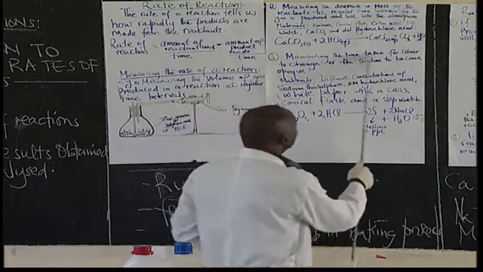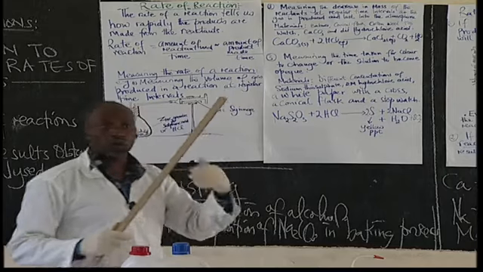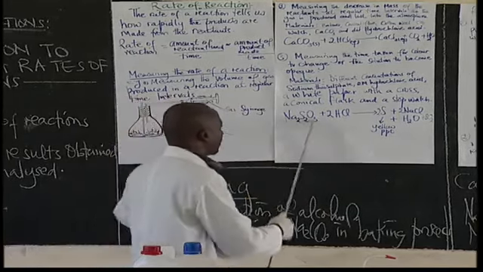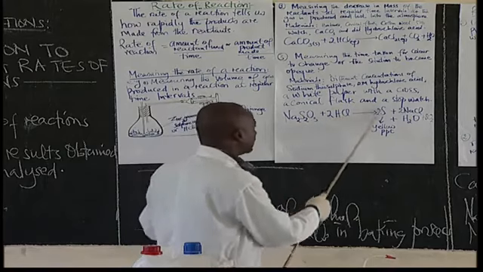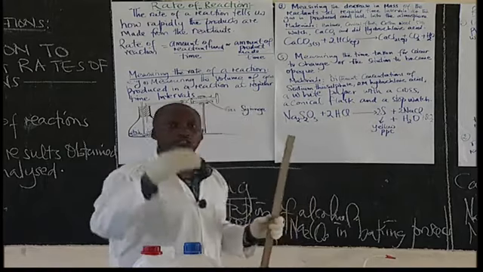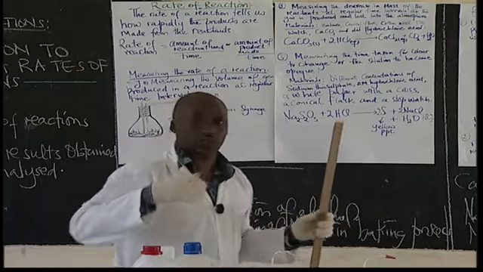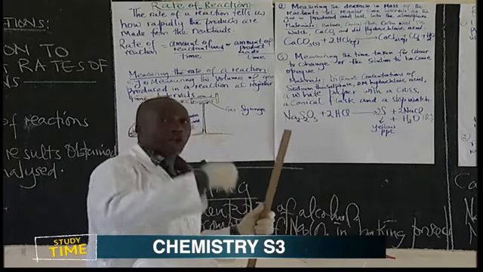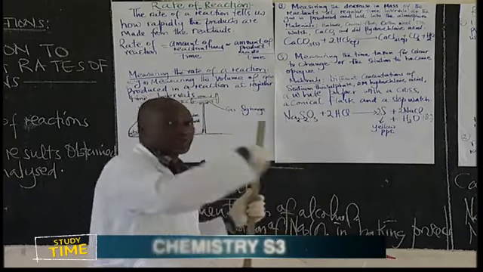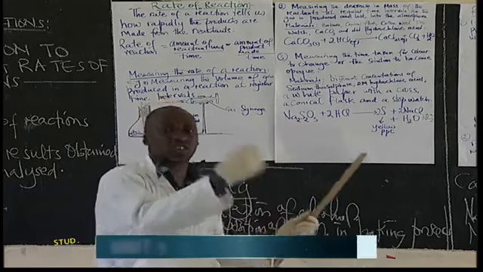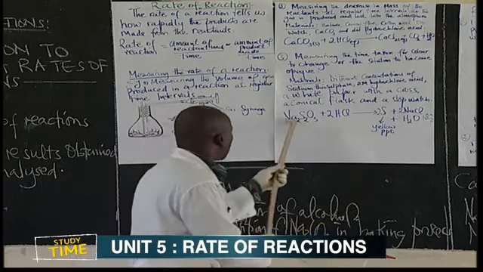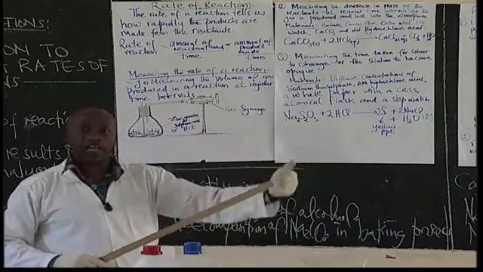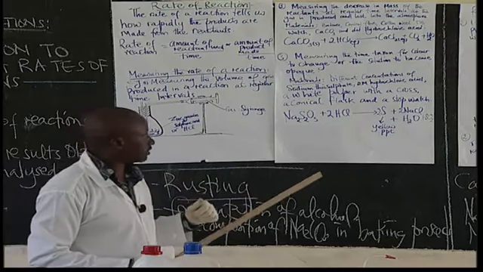Number 3 is measuring the time taken for a color change. I hope we'll look at this one later on. When sodium thiosulfate reacts with hydrochloric acid, it produces sulfur. The sulfur is produced as a precipitate, and it is colored; sulfur is yellow. So how long does it take for the sulfur to form when sodium thiosulfate and hydrochloric acid are used? We are using the color change in that sense.